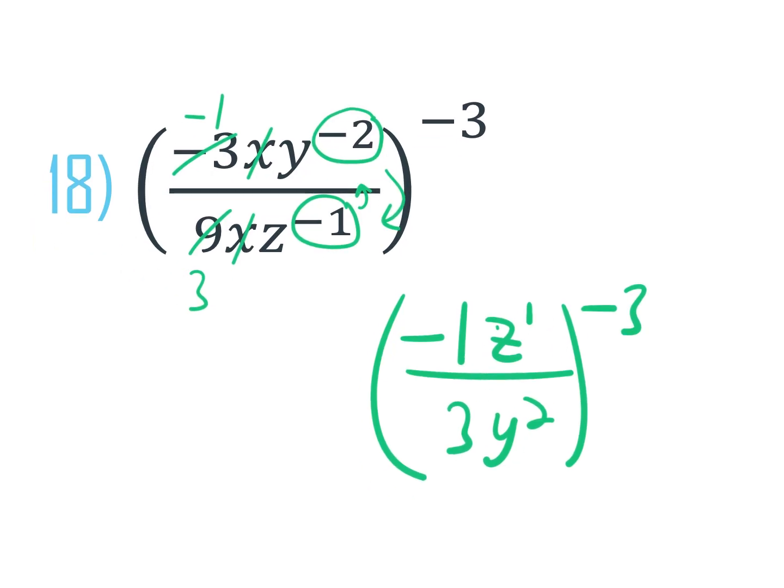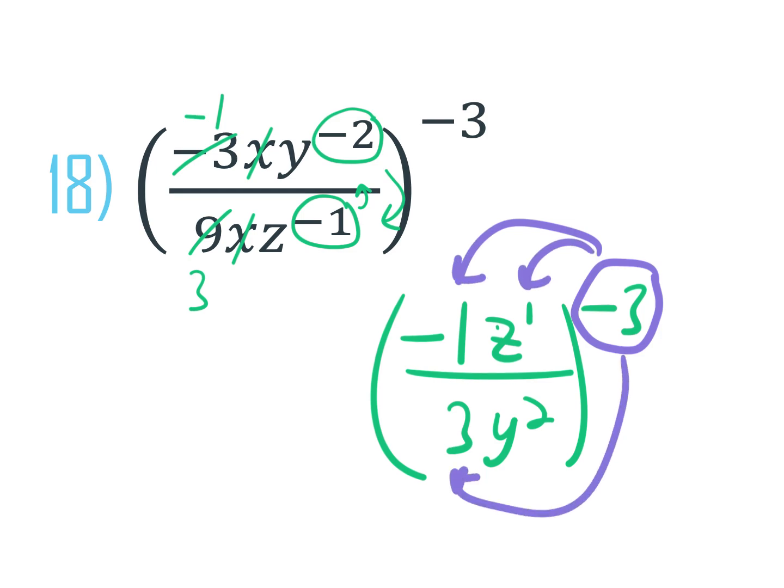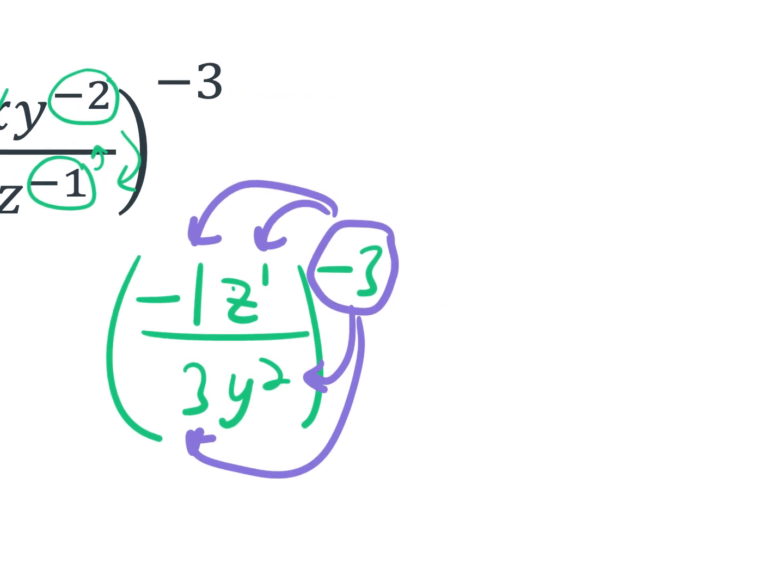That was one step, guys. Are you okay? Good. Again, I just simplified coefficient with the coefficient, x with the x, y with the y, z with the z. That's all I did. I'm just looking at the inside first. Don't worry about the negative 3 right now. But now that we did that, now let's worry about the negative 3. What can we do with that now? Distribute it to each factor on the top and on the bottom.